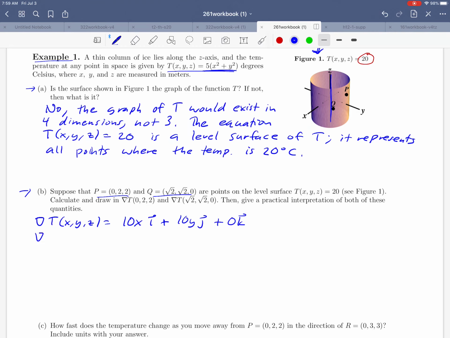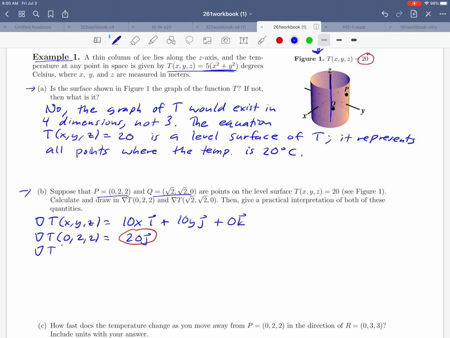Now that we've got our formula, we are ready to figure out the gradient at the 2 specific points that they wanted. Starting with (0, 2, 2), we're just going to take 0, 2, and 2 and plug those in for x, y, and z. So x is 0, so the i component's going to go away, and we're just going to get 10 times 2 is 20j, and that's it as far as our gradient at (0, 2, 2).